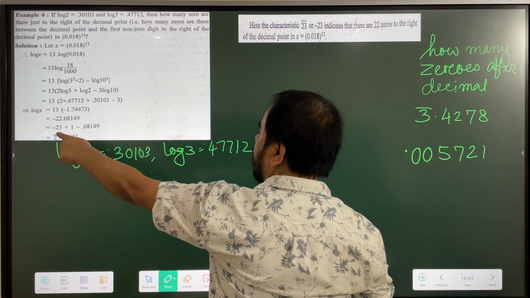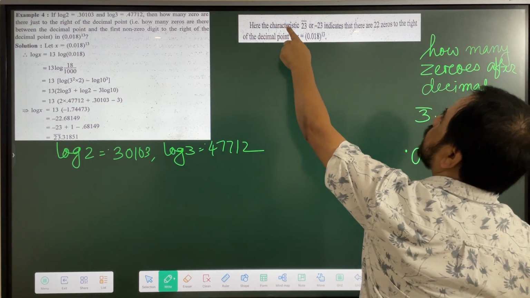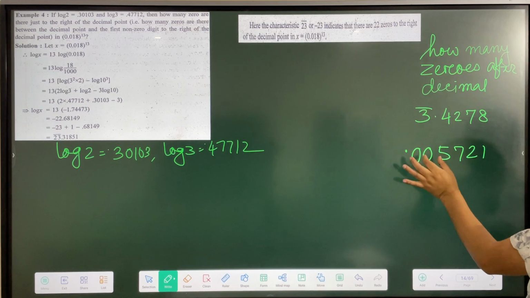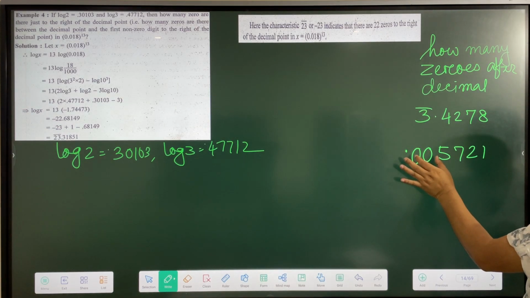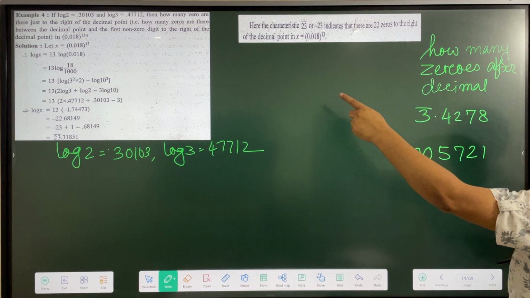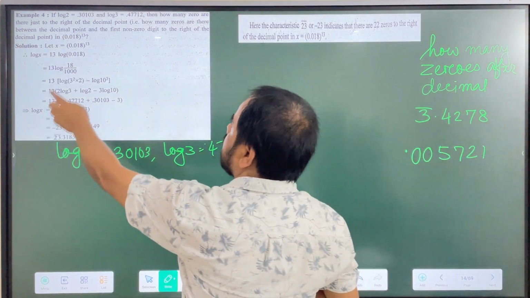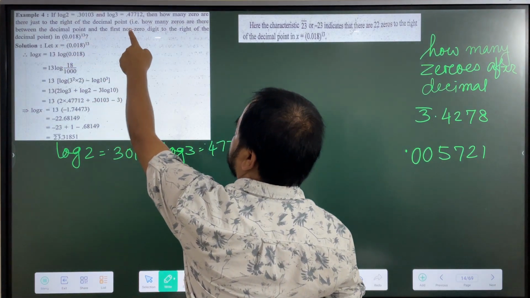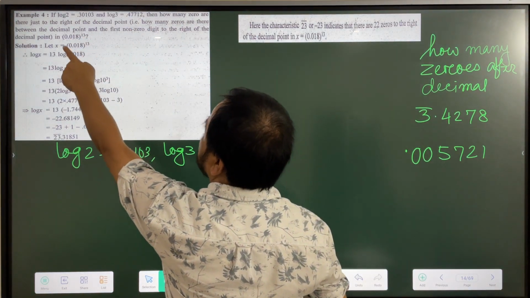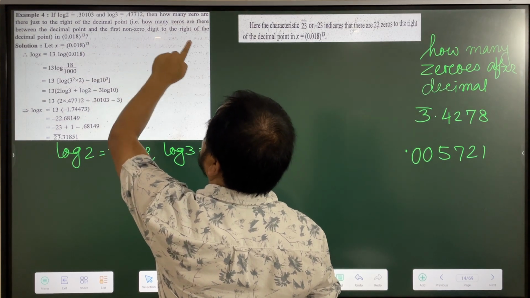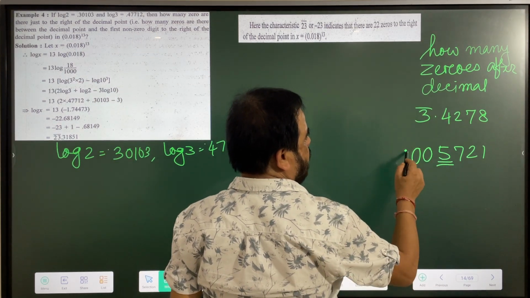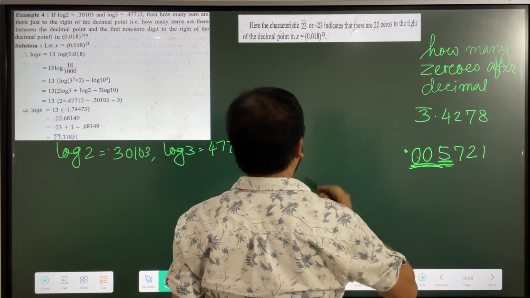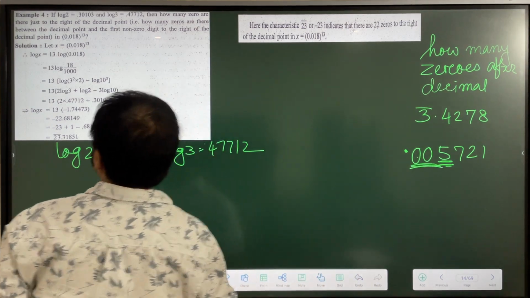Now here we have got 23 bar. That means 22 zeros. Here 3 bar, how many zeros after the decimal? 2 zeros. That is the question. You have to find out the bar. The question is how many zeros are just to the right of the decimal point, that is, how many zeros are there between the decimal point and the first non-zero digit. In between how many zeros are there? 2. Why 2? Because 3 bar. I hope you understand.